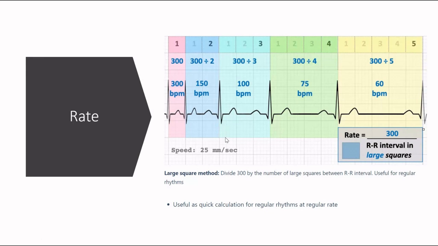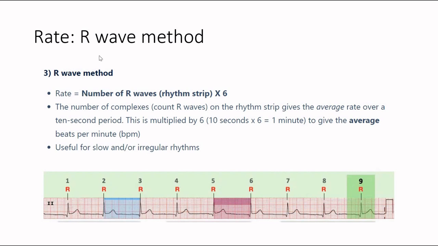But if the rate is irregular, such as patients with AFib, you count the QRS complexes throughout the whole strip, and then you multiply by 6 because each EKG strip is 10 seconds. So 10 times 6 gives you a minute. Like I mentioned before, this is the second method, also known as the R wave method to calculate the rate. Rate equals number of R waves throughout the rhythm strip times 6 because the strip itself is 10 seconds. So again, it's useful for irregular rhythms.